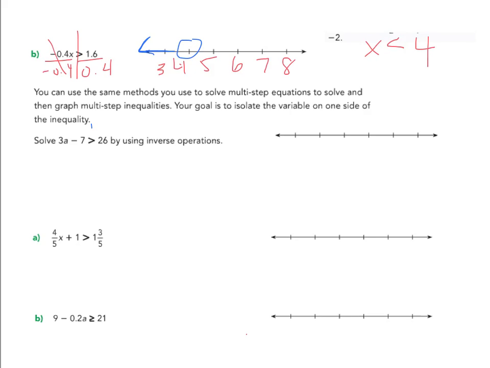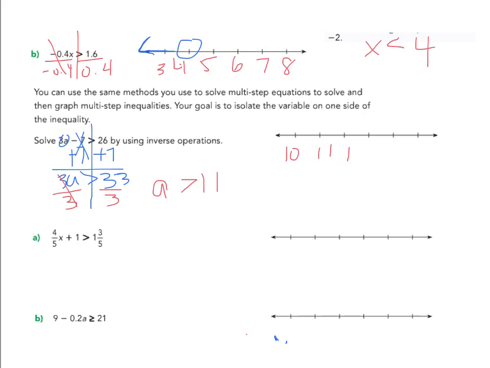Okay, so here now we have a two-step equation. Same rules apply. You need to get rid of the negative 7, so you're going to add 7 to both sides. So you're going to get 3a is greater than 26 plus 7 is 33. To undo multiplication, you're going to divide both sides by 3. Now, since the number in front of the variable is positive, we are not flipping the sign on this one, and we just get a is greater than 11. You only do that flipping when the number in front of the variable is negative. Okay, so that's going to be an open circle at 11, and since it's greater than, we're going to shade to the right.